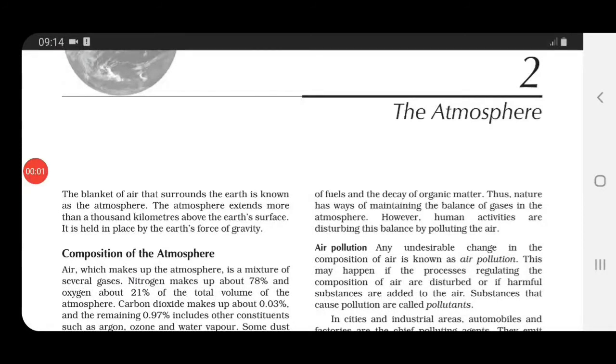Now children, atmosphere is the blanket of air, okay, which surrounds our planet Earth. And it extends, how much does it extend? It extends more than 1,000 kilometers, yes, above the Earth's surface. Understood? And it is held in place by the Earth's force of gravity. You all are aware of the gravitational force, right? So, because of that gravitational force of the Earth, it is held in its place.